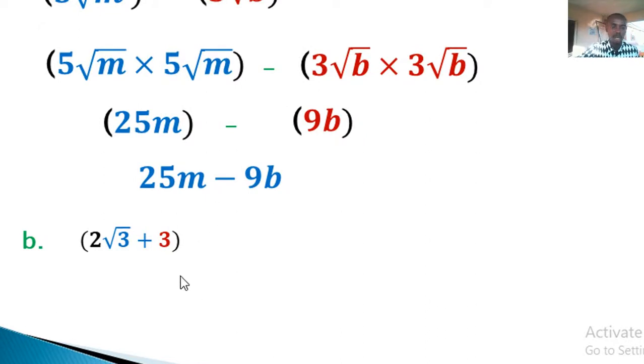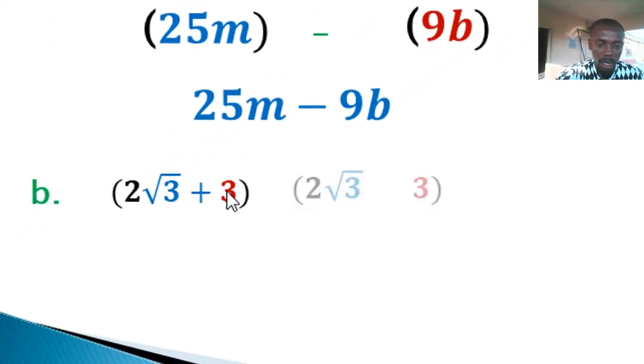Now we want to get the conjugate of this binomial and also find the product of the two conjugates. So how do we get the conjugate of this? We write out 2 root 3 and 3, just like we have it here. But this time around, it's not going to be positive again. It's going to be negative in between them, just like we have it there.